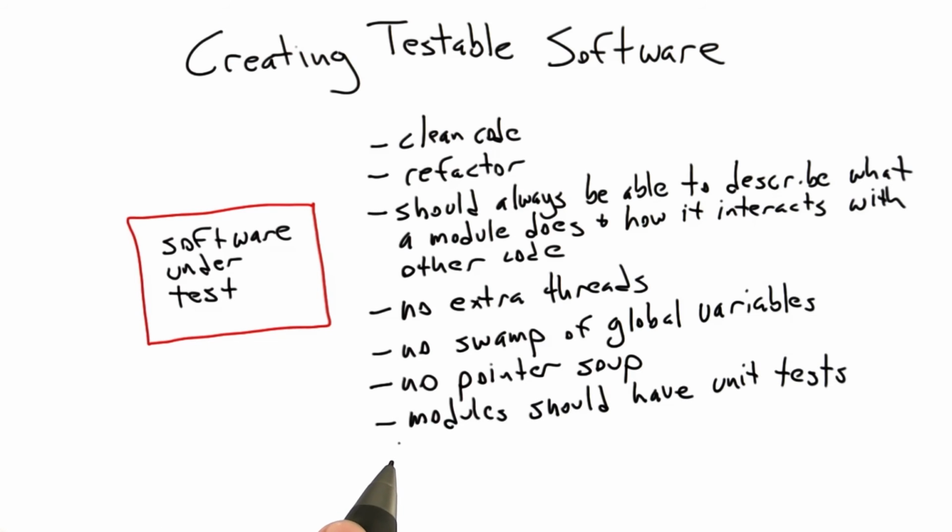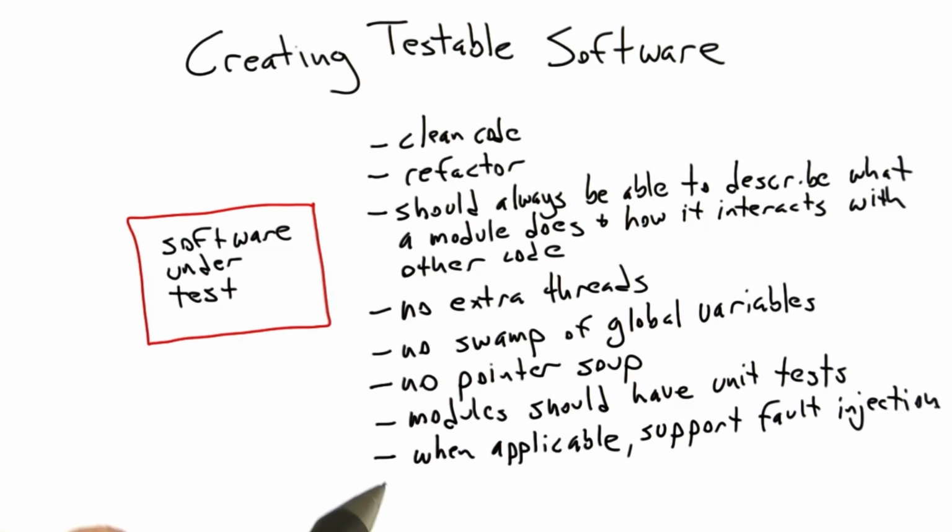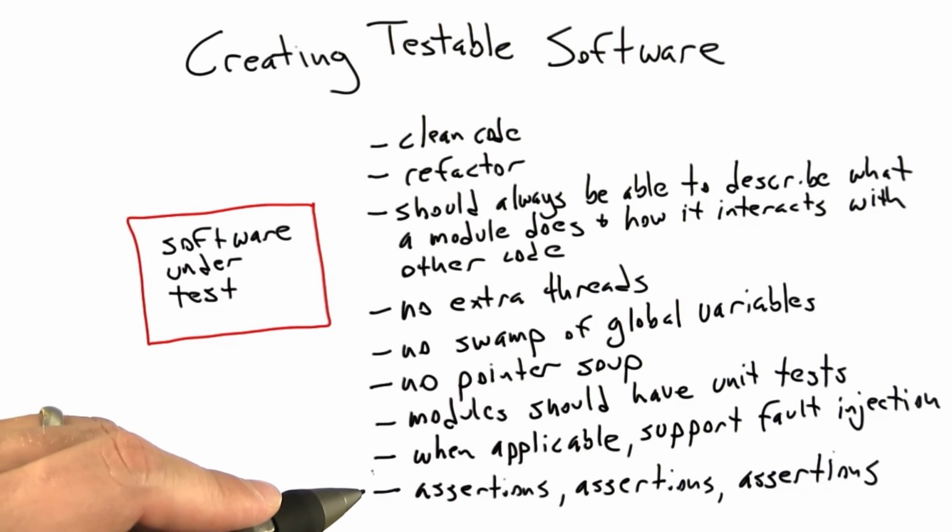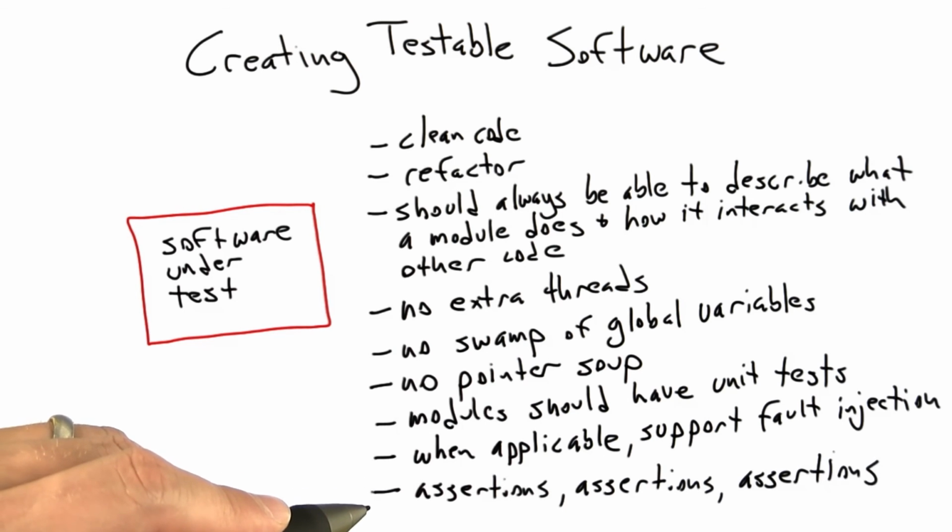Most of the time, the modules that we create should have unit tests. And when applicable, that is to say, when our modules are interfacing with other modules that might fail, we should add support for fault injection. Finally, testable software often contains a large number of assertions. And so now we're going to expand on that topic.